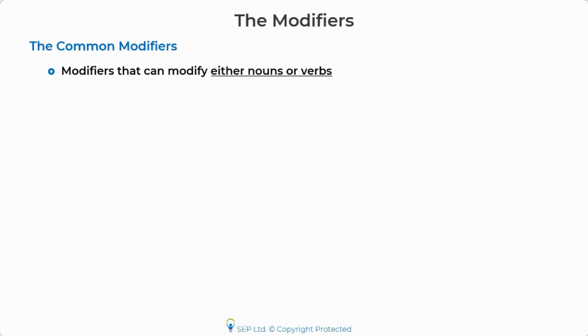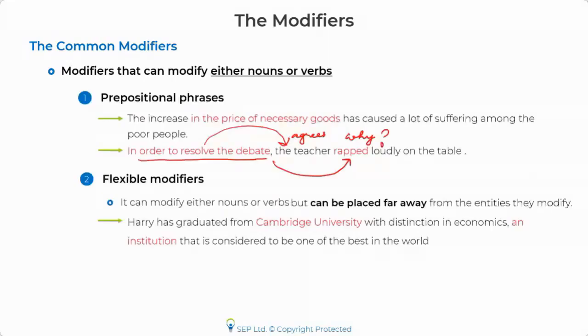Okay. Look at these two sentences, guys. Look at this sentence. Harry has graduated from Cambridge University with distinction in economics. All right, that's an independent clause. And after that, you have a structure which says an institution that is considered to be one of the best in the world. Clearly, this entire part is giving me more information about Cambridge University, although it's not placed next to it. So more about flexible modifiers later on, guys, and I'll show you how it can also modify verbs.